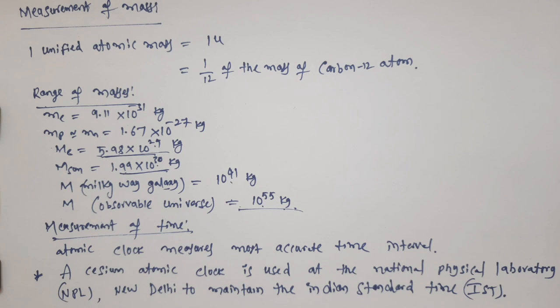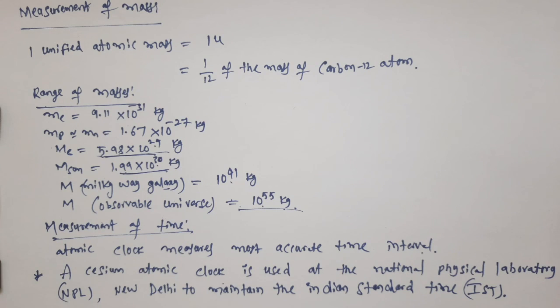And measurement of time. Which gives us a more accurate value, a digital clock or an analog clock? Compared to an analog clock, a digital clock gives a more accurate value, but the most accurate time value comes from atomic clocks. An atomic clock measures the most accurate time interval. You will learn in higher classes how an atomic clock works. Now you cannot understand how they work. A cesium atomic clock is used at the National Physical Laboratory, called NPL, in New Delhi to maintain the Indian Standard Time. Usually we call it IST.